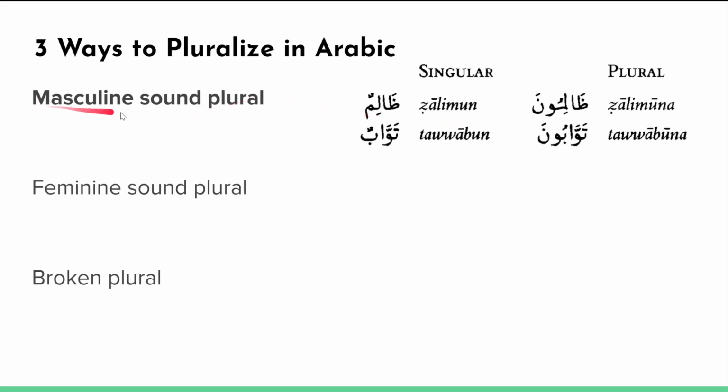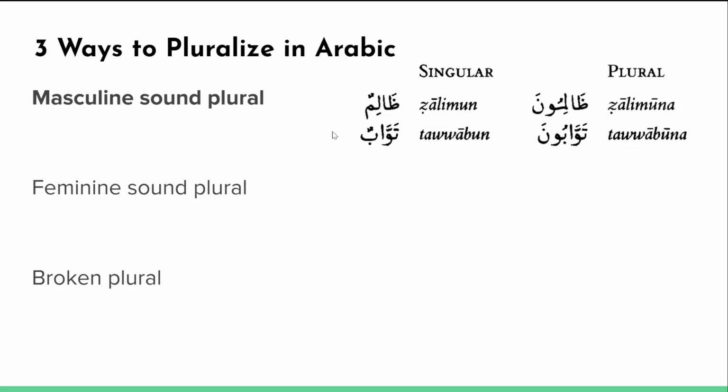And this applies to masculine words. Most of the time, you'll see masculine sound plural apply to words that are describing men, or at least describing human beings more generally. So we saw Muslimun becoming Muslimuna, Mu'minun becoming Mu'minuna, so believers, and so on.